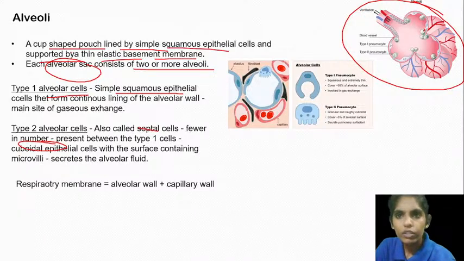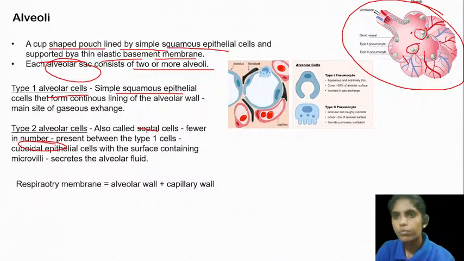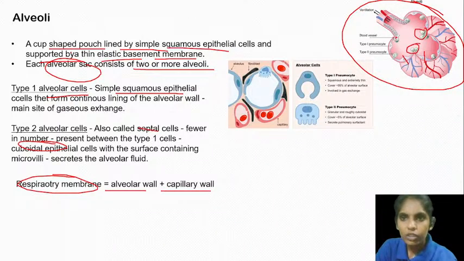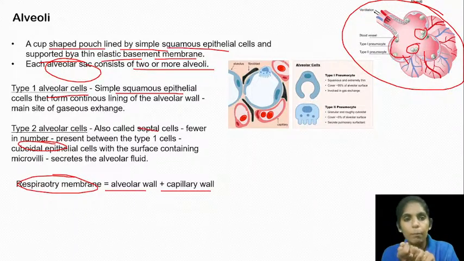So here you can see these cells are the septal cells. They are present between these squamous cells, and their function is to secrete the alveolar fluid. And the respiratory membrane is made up of the alveolar wall and the capillary wall. So here you can see this is the alveolar wall, and surrounding the alveoli, the different blood capillaries are present. So the wall of the capillary and the wall of the alveoli form the respiratory membrane.